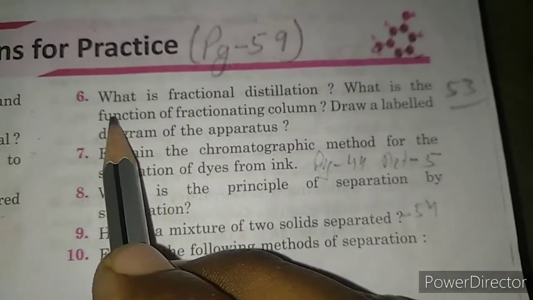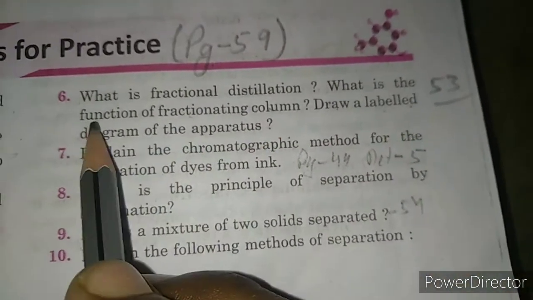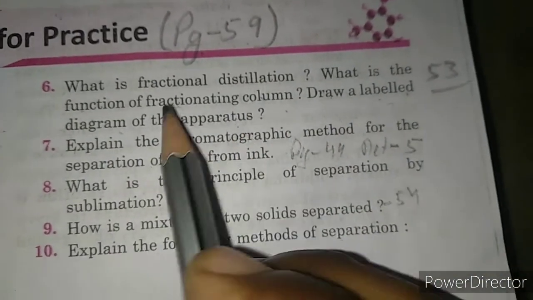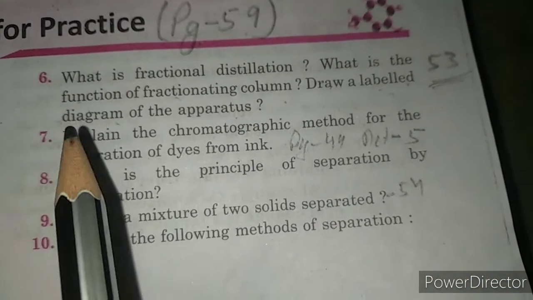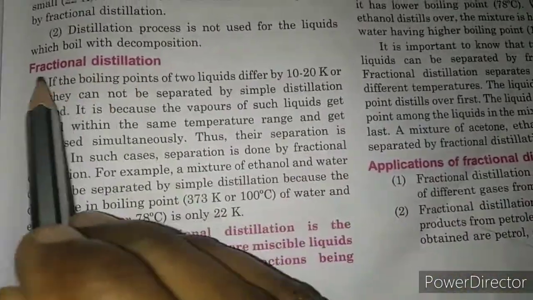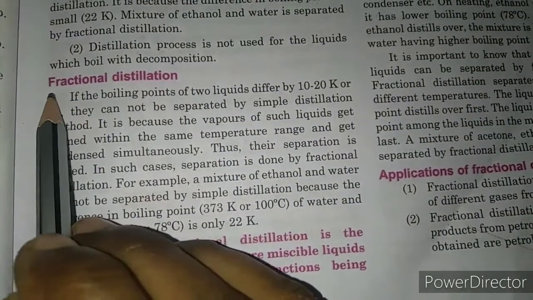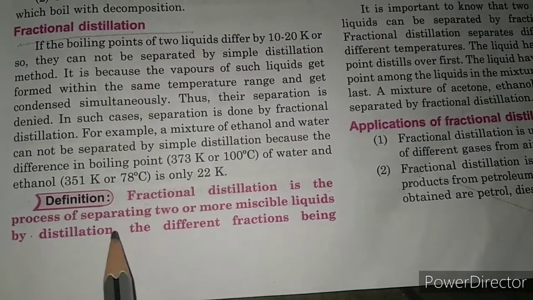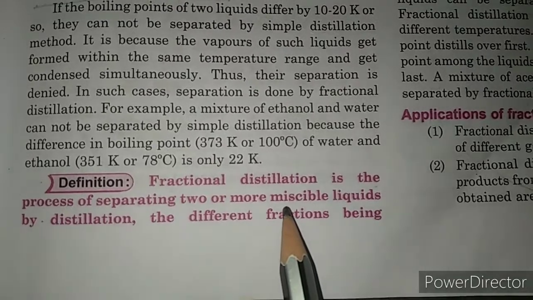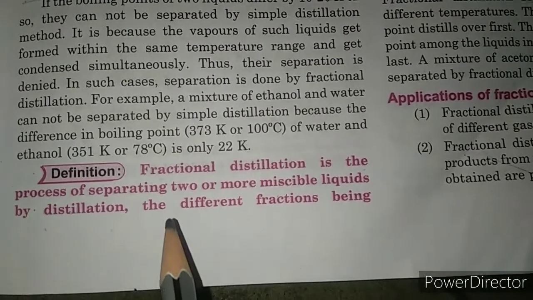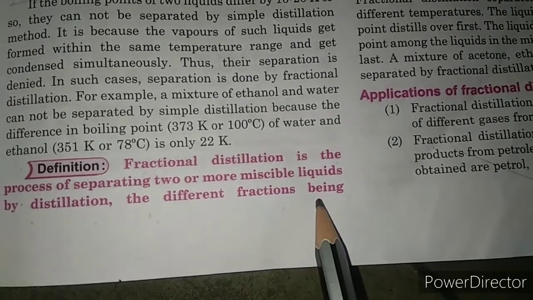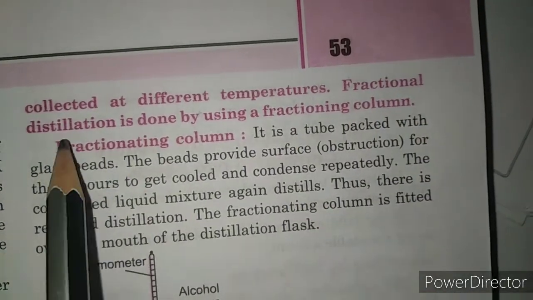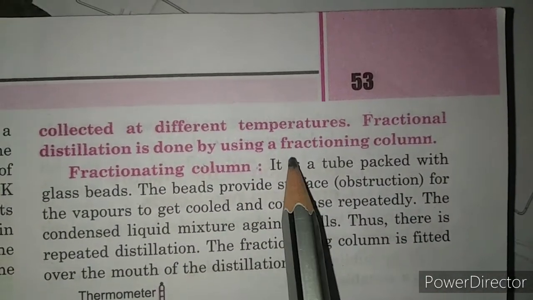Now next question is, what is fractional distillation? What is the function of fractional column? Draw a well-labeled diagram of the apparatus. Its direct answer has been given on page number 53. So let us see. Here is page number 53. Fractional distillation is there. You will write heading fractional distillation. After that you will write this definition. Fractional distillation is the process of separating two or more miscible liquids by distillation, the different fractions being collected at different temperatures. Fractional distillation is done by using the fractionating column.